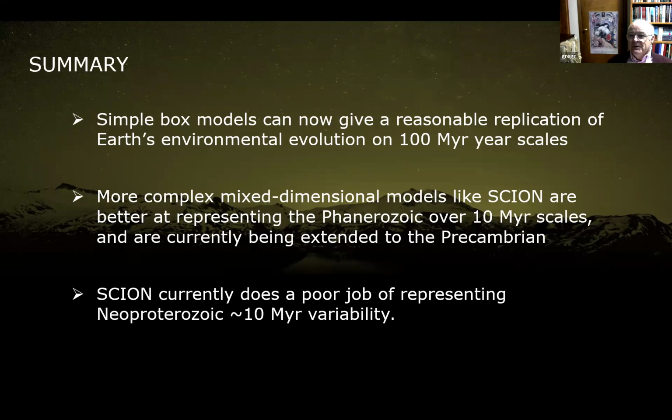And let me also add that I love your snowball. You're missing the snowball and you're missing the super greenhouse, because I don't see it in my studies of the Cryogenian either.